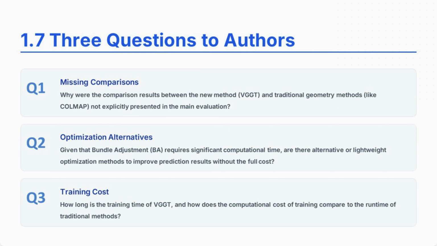Here are three questions we would ask the authors. 1. Why was there no direct comparison with traditional SFM methods? 2. Besides BA, is there a faster refinement strategy to further improve predictions? 3. VGGT has fast inference but extremely expensive training. Is a distilled or lighter version possible?